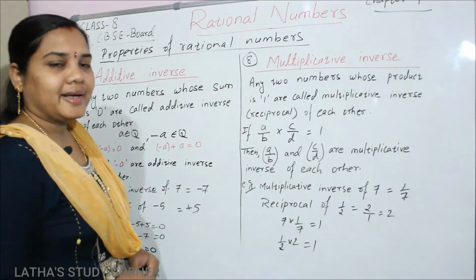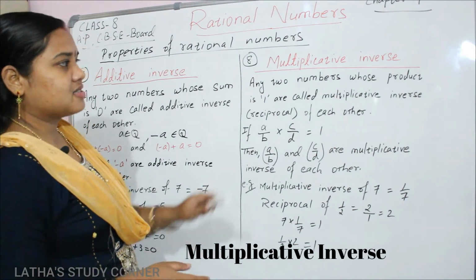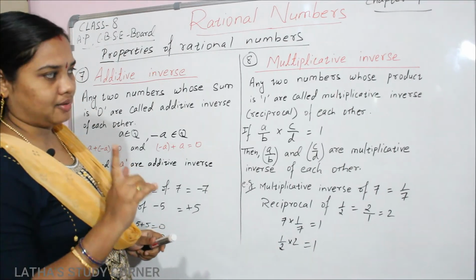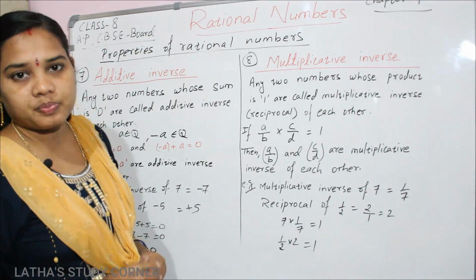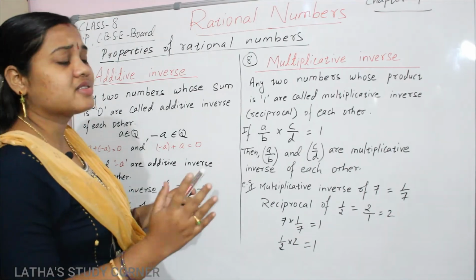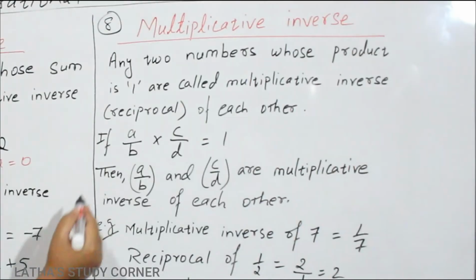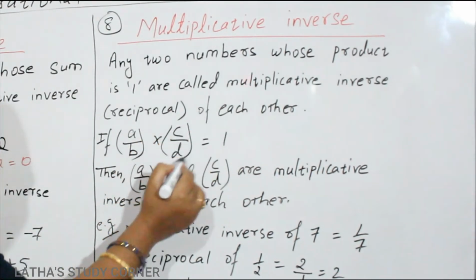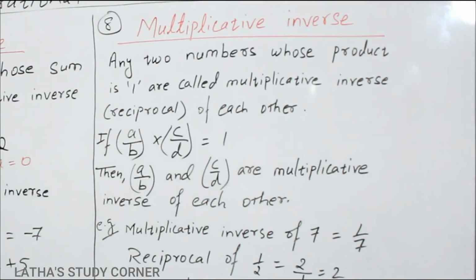The next property, and the last property, is multiplicative inverse. Any two numbers whose product is 1 are known as multiplicative inverses of each other, or reciprocals of each other. Example, A by B is one rational number, C by D is another rational number. When we multiply both, we get 1. So A by B is the multiplicative inverse of C by D. We can also say A by B is the reciprocal of C by D.